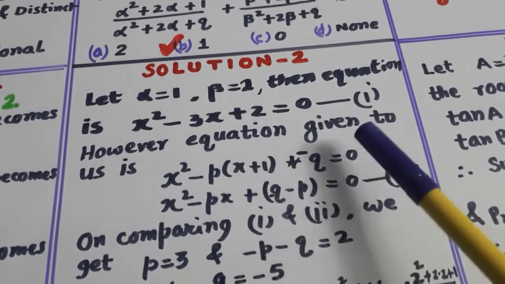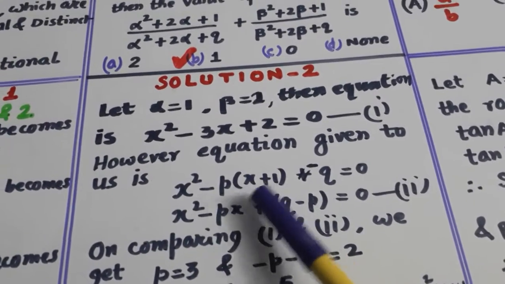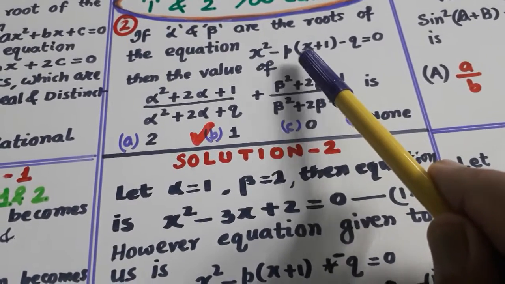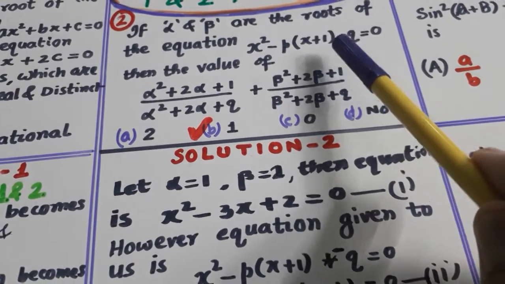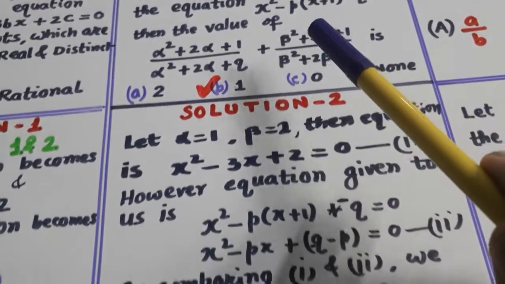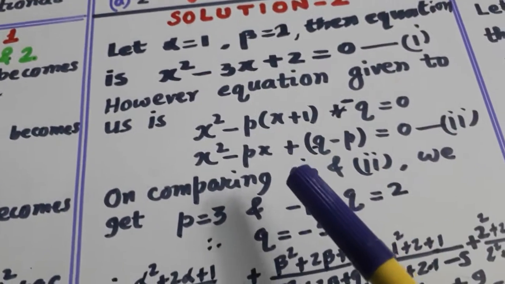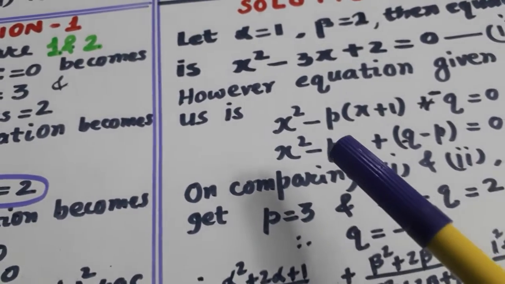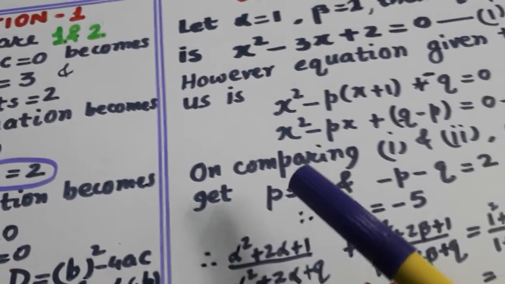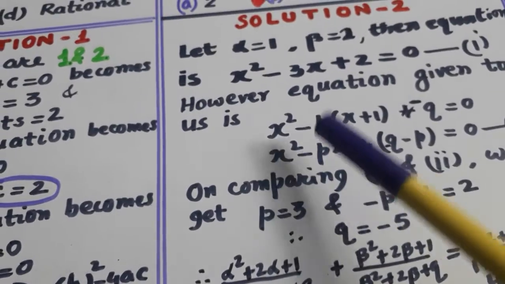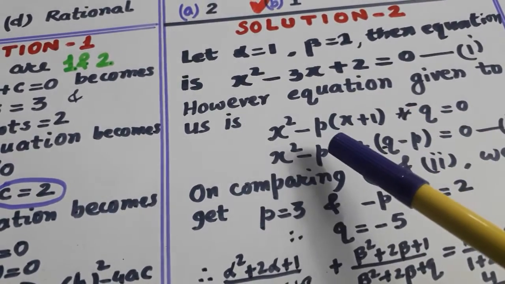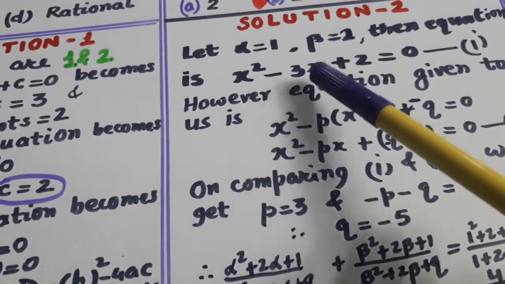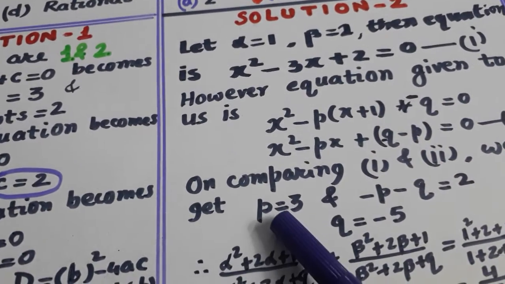However, the equation given to us is this one. X square minus p into x plus 1 minus q is equal to 0. Now if we go as per the equation, what we will find on comparison, the value of p comes out to be minus 3. Let us compare. Coefficient of x is minus p. Here coefficient of x is minus 3. So p will be 3.